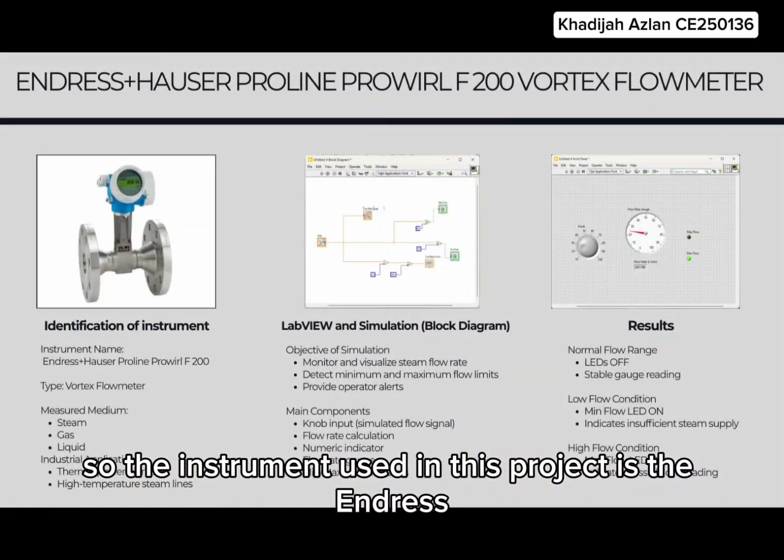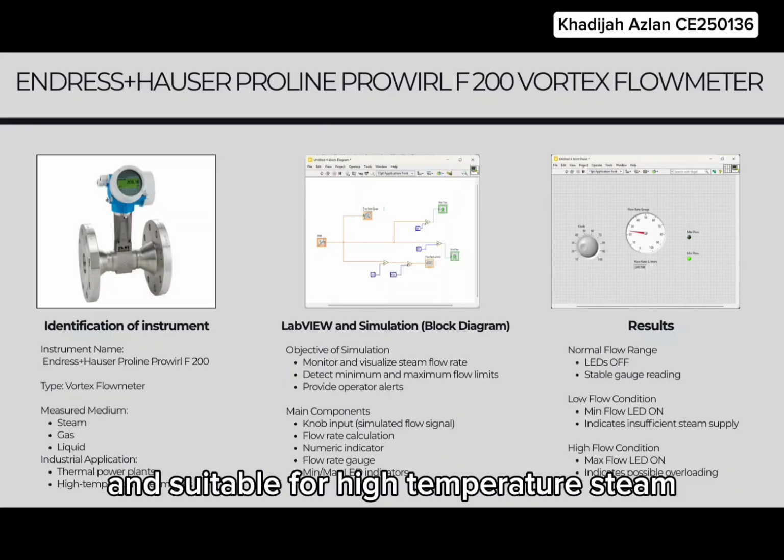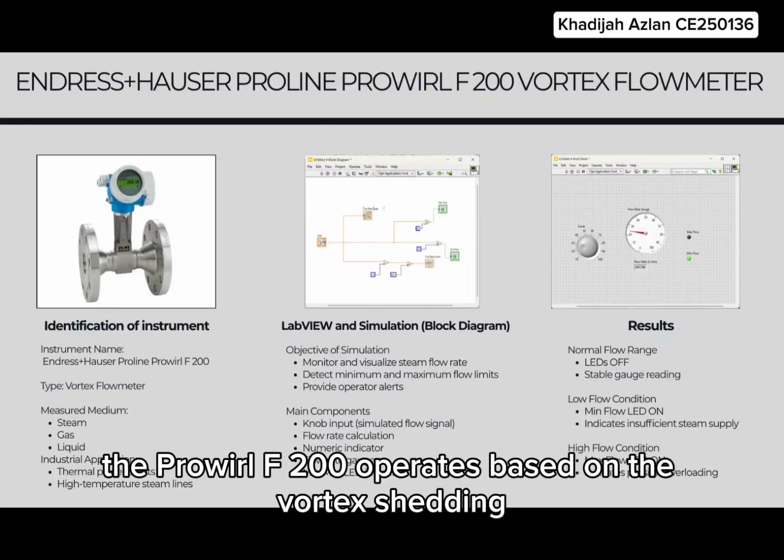So, the instrument used in this project is the Endress+Hauser Proline ProWheel F200. It is a vortex flow meter designed specifically for steam, gas, and liquid measurement. This type of flow meter is commonly used in power plants because it is reliable and suitable for high temperature steam. The ProWheel F200 operates based on the vortex shedding principle.